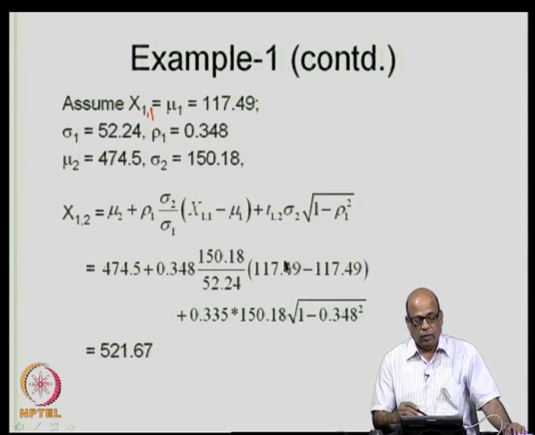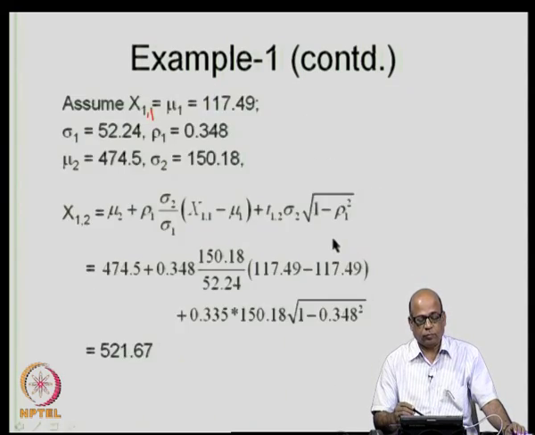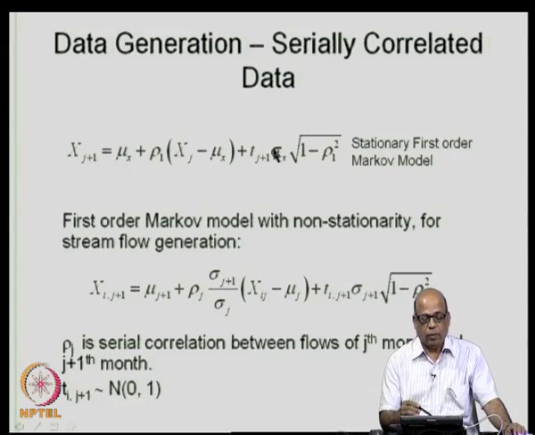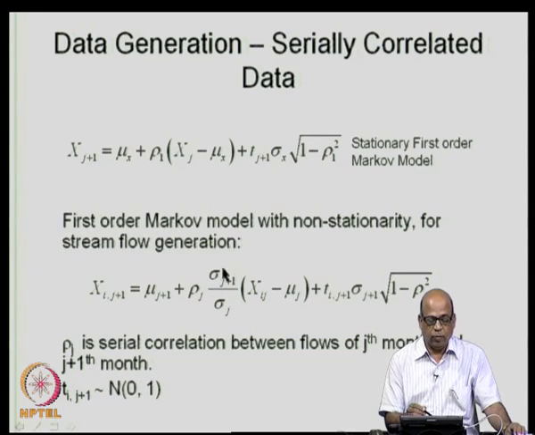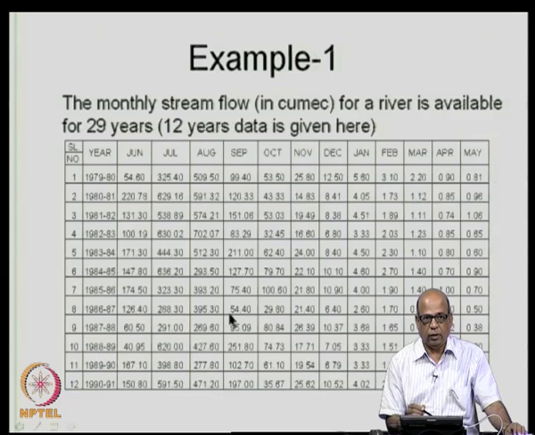I just want to explain one thing in the expression here. When we go from the stationary first order model to a non-stationary model, for the second term we introduce the ratio sigma j plus 1 by sigma j. You can see here x j minus mu j by sigma j is nothing but the standardized value. So, we use the standardized value, and similarly you get here x i j plus 1 minus mu j plus 1 by sigma j plus 1. So, that is why we introduce this ratio sigma j plus 1 by sigma j, and that is what we are using here.